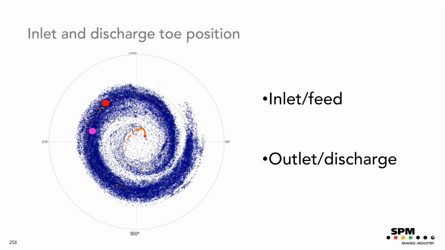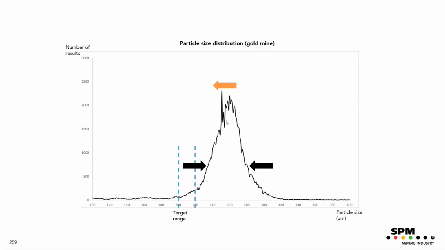It's important to keep track of the inlet and outlet toe position. There are several benefits to monitoring toe position, one of which is to detect mill fault modes. However, the most important benefit is to find the optimal toe position to produce a specific particle size.